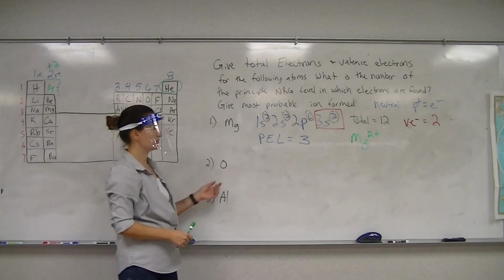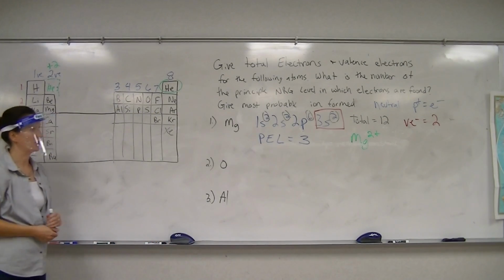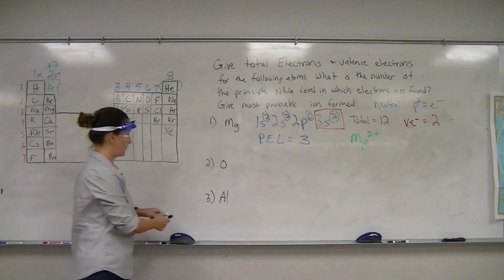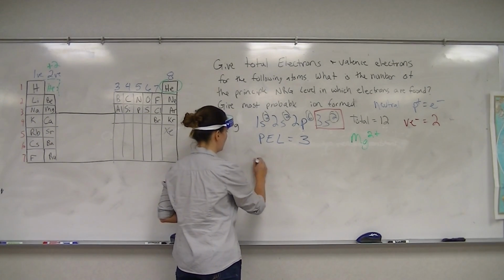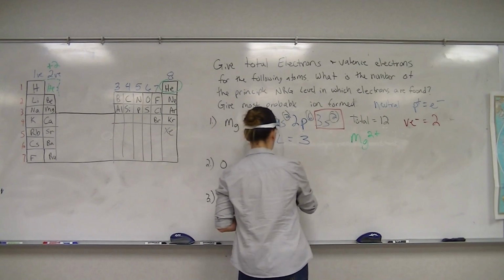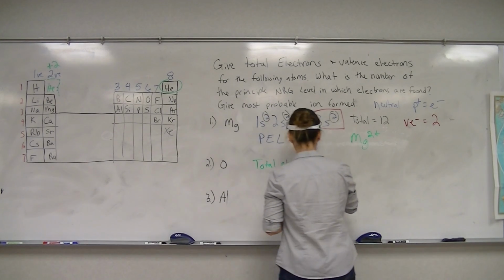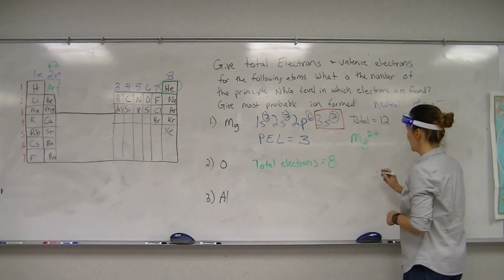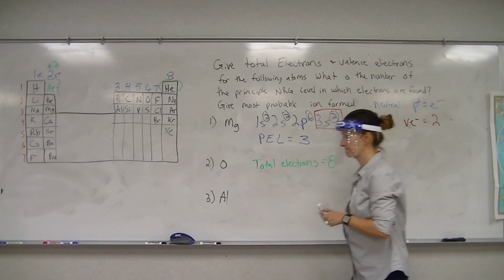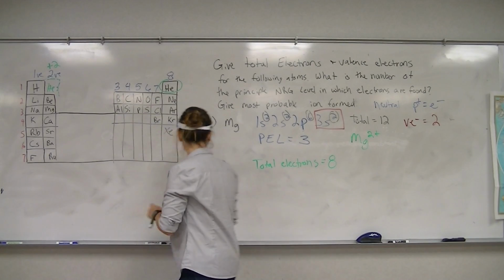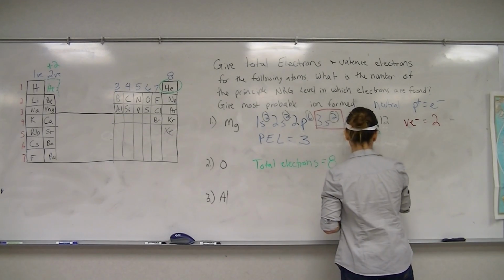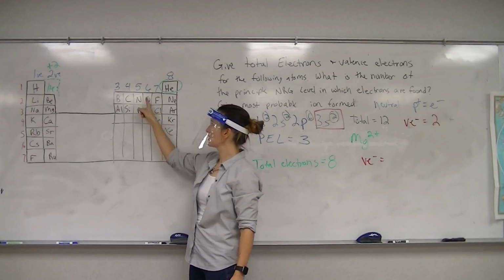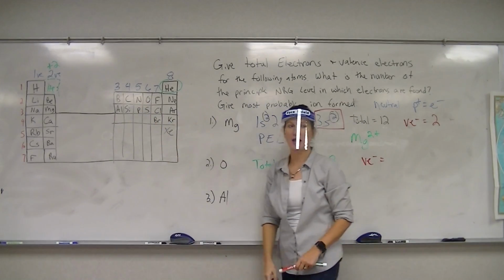All right, let's do oxygen. And this time, let's not do the electron configuration. Let's try to do it without that. So what are the total electrons for oxygen? It's neutral, 8. 8, that's its atomic number, so the same number of electrons. Its valence electrons, 6. So how do you know that? Because it's in the 6th row. So oxygen, sulfur, everybody in that row is going to have 6.